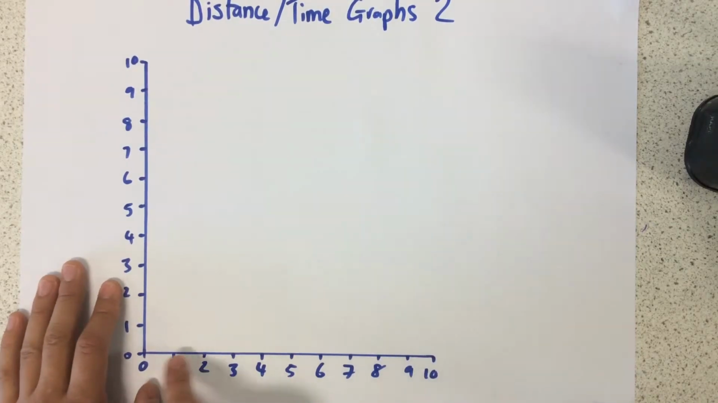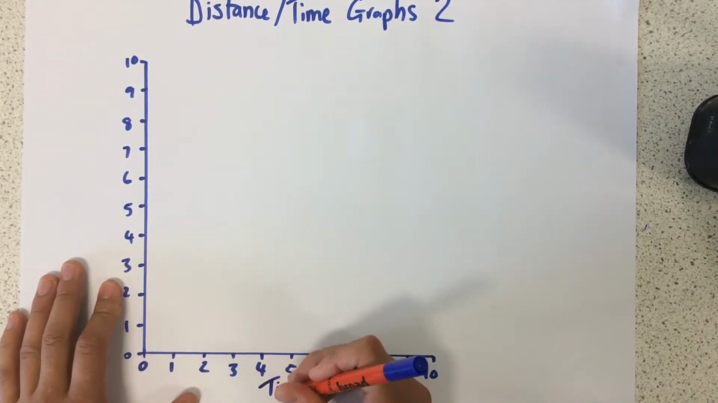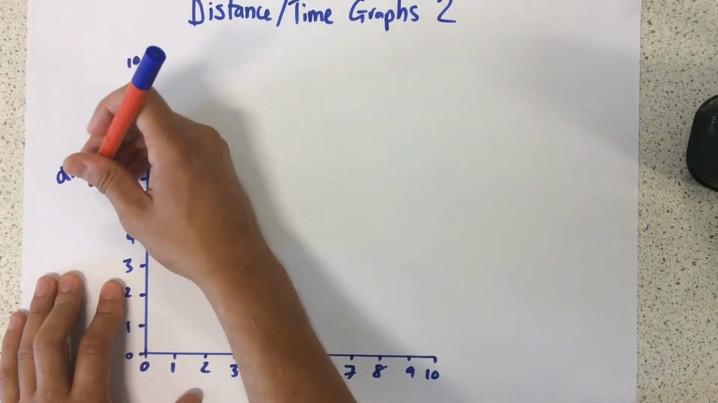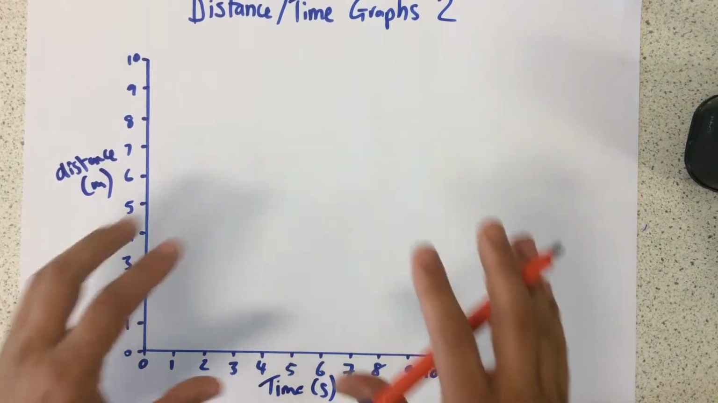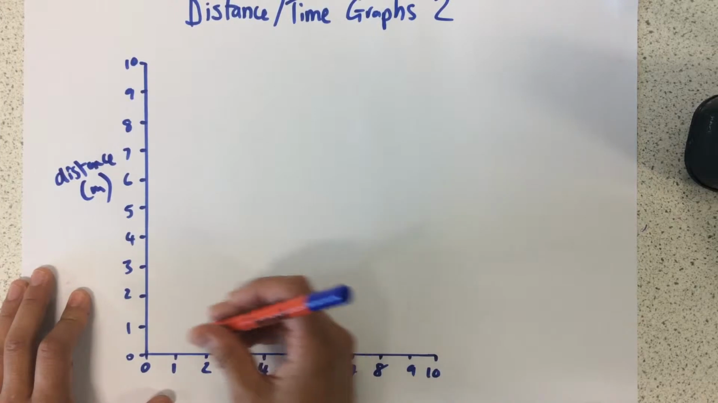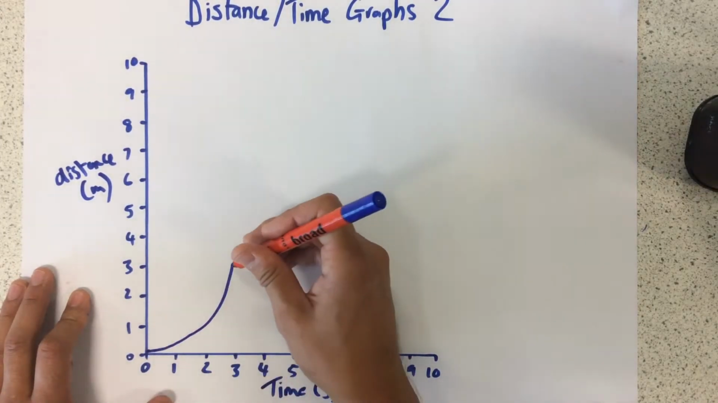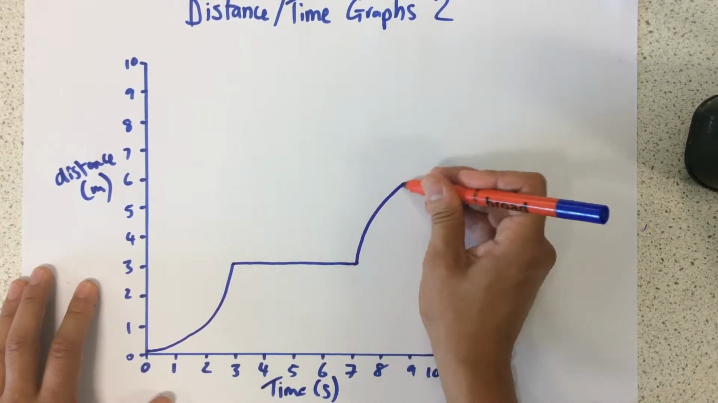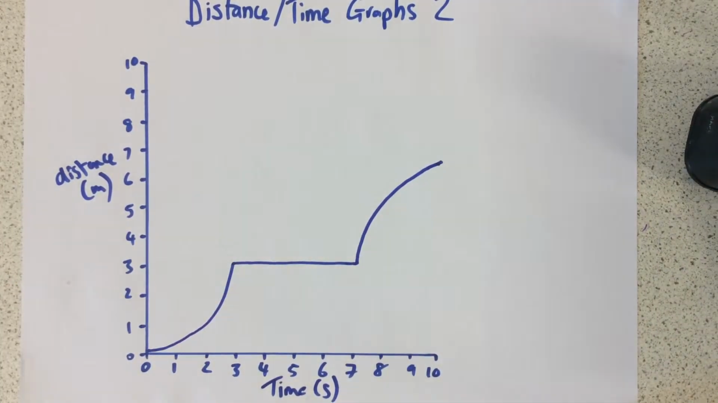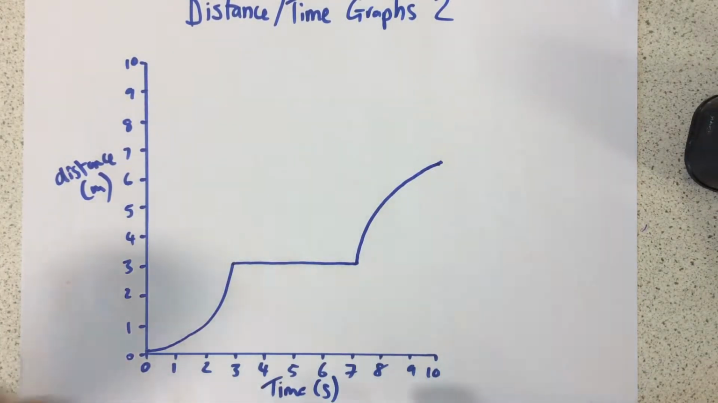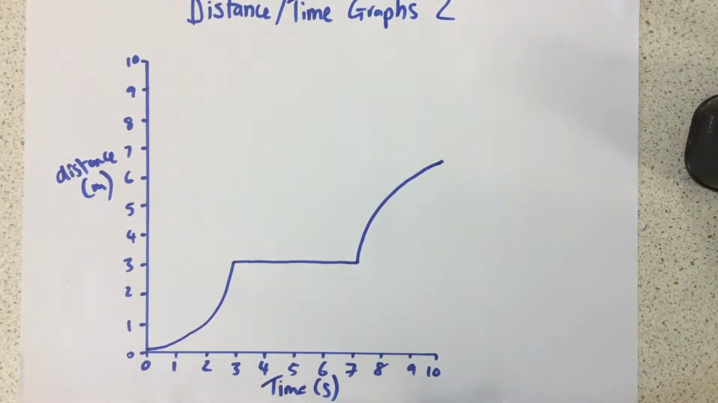So just a little reminder first of all, along the x-axis we always have time and on the y-axis we always have distance. So we're going to have a look at something slightly different this time. So I'm going to make it look a little bit more like this. Okay, and then up to there, and then like this. Okay. Now, this is different from the graph I drew in the first video because we've got these curves instead. And whenever we've got a curve, it tells us something different.